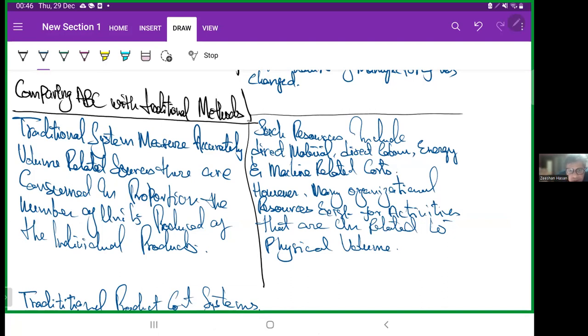However, many organizational resources exist for activities that are unrelated to physical volume, non-volume related activities such as materials handling, material procurement, setups, production scheduling, first item inspection activities. So traditional cost systems, which assume that products consume all activities in proportion to their production volumes, thus report distorted product cost. Though both traditional absorption and activity-based costing systems adopt a two-stage allocation process, the difference can be listed as follows.